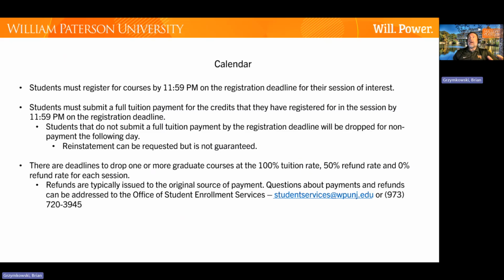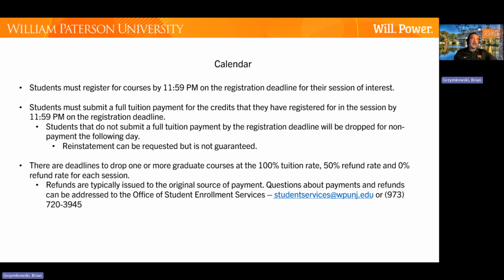The time by which you have to register for courses or make your tuition payment is 11:59 p.m. on the deadline. If you don't register for courses by 11:59 p.m. on the registration deadline, you will find that you are not able to add additional courses to your schedule. Similarly, if you do not submit a full tuition payment for the graduate credits that you are registered for that session by the tuition payment deadline at 11:59 p.m., you would be dropped automatically from the system for non-payment the following morning. You can request reinstatement if that happens.